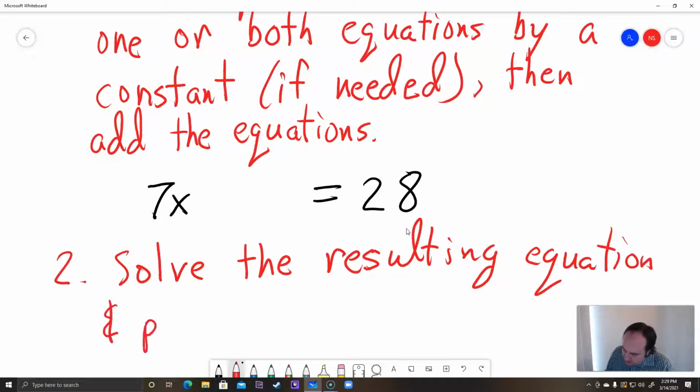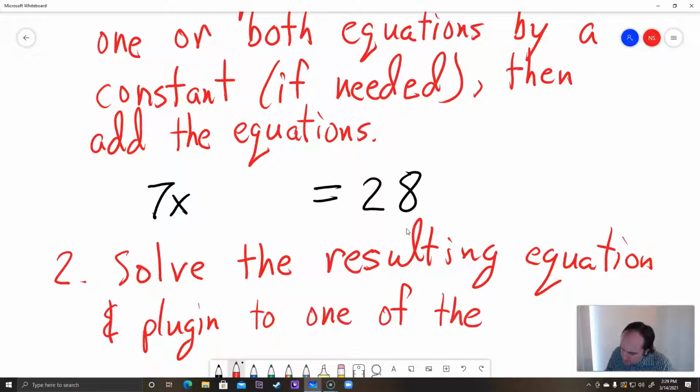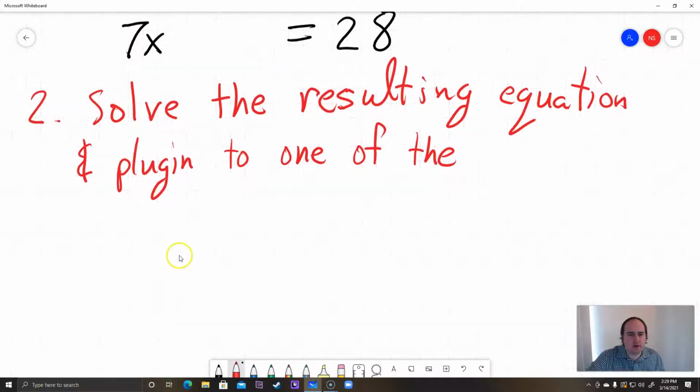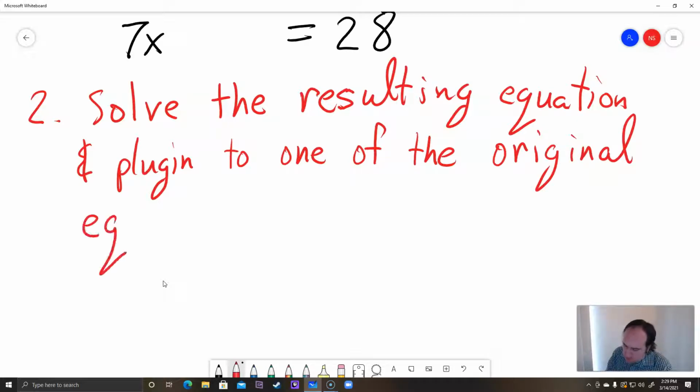And plug in. Okay, and you need to plug in to one of the original equations. It doesn't matter which one, so you can choose whichever equation looks a little bit easier. It just has to be one of the original equations. But again, it doesn't matter which one you pick. So just pick the one that's simpler to solve.